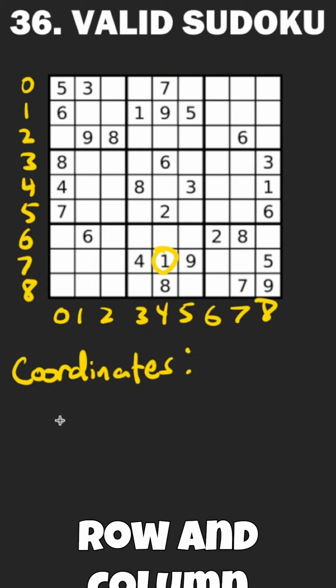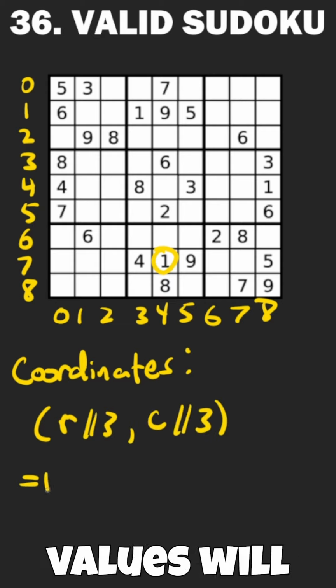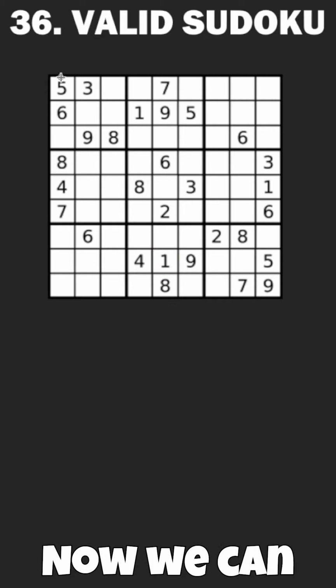To find the coordinate, we'll take our row and column values, then divide them by 3. The floored values will correspond to the 3x3 grid that our square is in. Now we can start iterating through our grid.